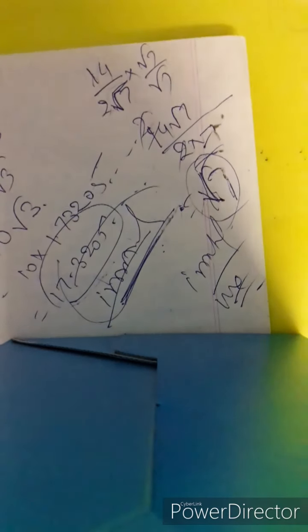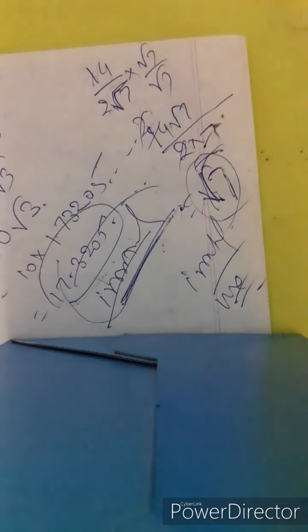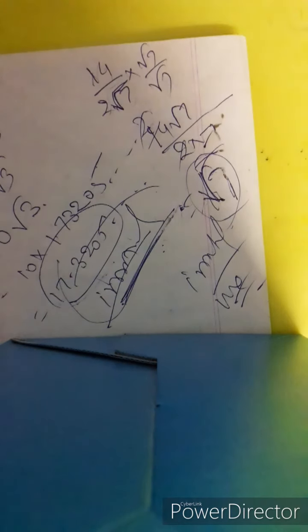Here 14 divided by 2 root 7, we just rationalize the denominator as it has root 7. After rationalizing, the answer came root 7 only, so it is clear that it is an irrational number. So I hope you are clear with this concept of rational and irrational numbers. Now coming to surds.